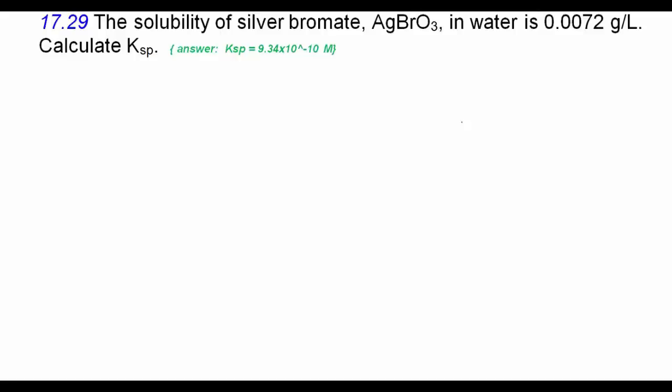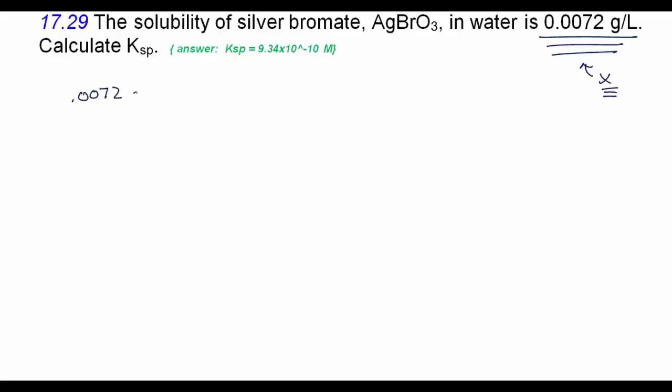The solubility of silver bromate in water is 0.0072 grams per liter. Calculate KSP. So do you see what to do here? Again, they told us what X is. It's just in the wrong units. We need to get that X into moles per liter and then substitute it into our KSP expression, just like we did in the last one, and we can calculate KSP. So let's get it into the right units.